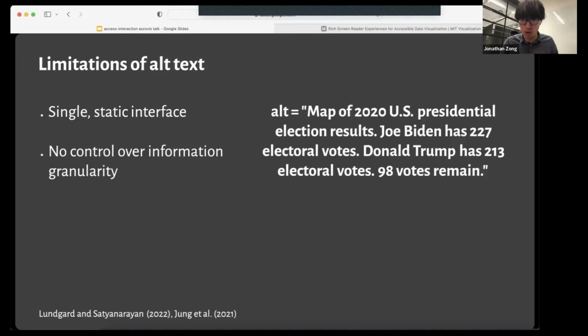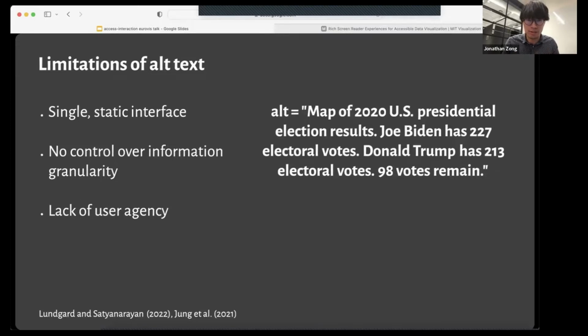There's no control over information granularity, which is a word we use to describe how detailed you're going. For example, if you wanted to figure out that Joe Biden has 227 electoral votes, which states are these votes coming from? You could do that with the chart as a sighted person, but if you only have the alt text, then you can't really dive into the details like that.